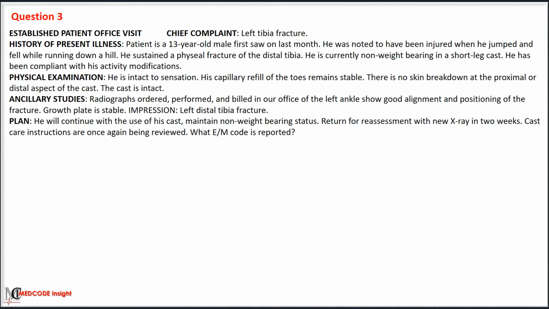The cast is intact. Ancillary studies: radiographs ordered, performed and billed in the office of the left ankle show good alignment and positioning of the fracture. Growth plate is stable. Impression: left distal tibial fracture. Plan: he will continue with the use of his cast, maintain non-weight bearing status, and return for reassessment with a new X-ray in 2 weeks. Cast care instructions are once again being reviewed, and an evaluation and management code is reported.